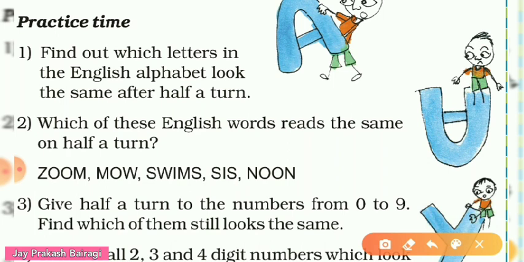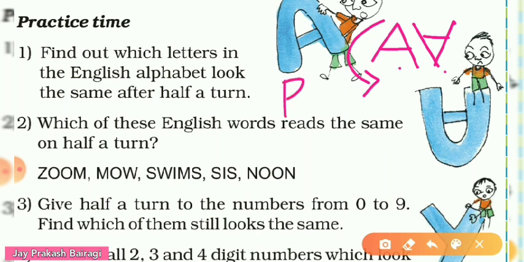Now come to the A first. So here it is A. So give it a half turn. So how will it look? It will look like this. Okay. So are they the same? No, they are not the same. Now come to the next letter, that is B. Yeah, I have written B. So in a half turn, how will it look? It will look like this.